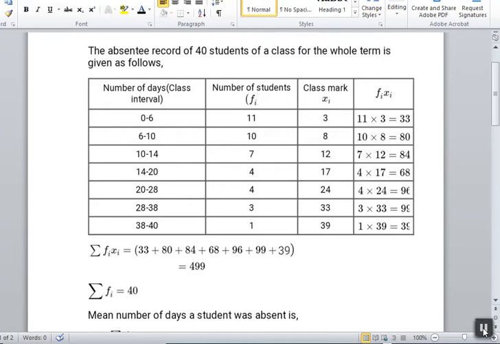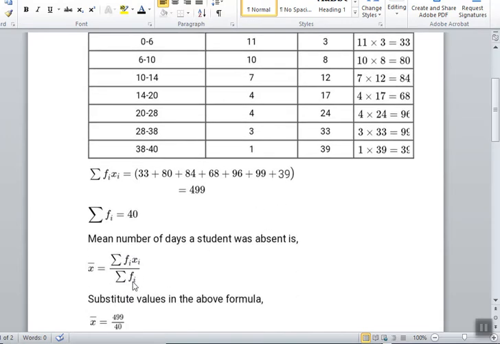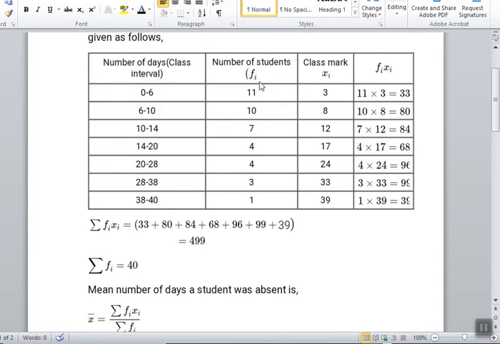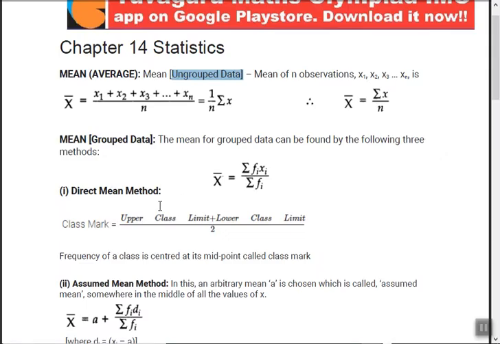Now we can move on to the formula. What did we say? fi xi means fi into xi. 11 into 3, 33. Similarly 10 into 8, 80. Add all of them. And the formula is what? Summation fi xi upon summation fi. Summation means total of these upon total of this. So now it's easy. 499 is the total of this and 40 is the total of this. So it's 12.48. This way we can find the mean for grouped data using this direct mean method. Okay. Frequency of a class is centered at the midpoint. Just now we saw it, average.